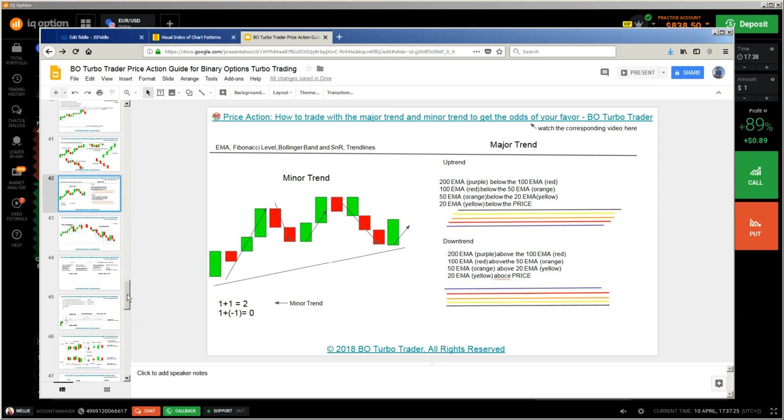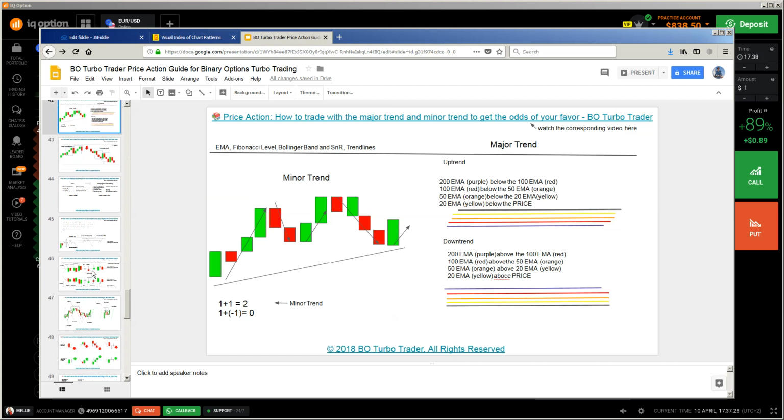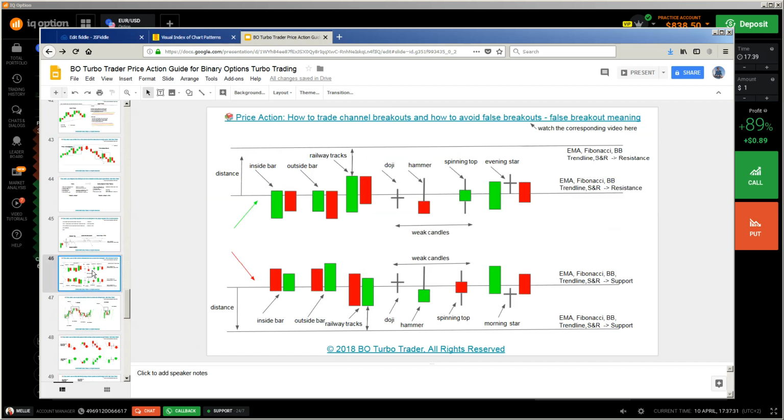Yes, and then the last one, the fake breakout, which is almost as important. These are how to trade channel breakouts, and with channel breakouts it could be everything you see here: EMA, Fibonacci, Bollinger Band, trend line, and support and resistance areas. That is what often will appear if a fake breakout will appear. It looks mostly like those kinds of candlesticks here. And also this kind of candlesticks are fake breakouts because they are going out of this kind of support and resistance area, this major key level.